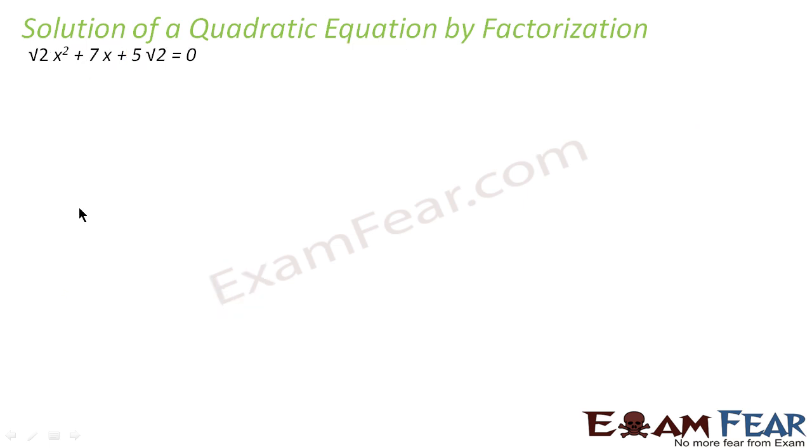Let's take one more example because factorization is very crucial. If you learn it, the earlier you learn, the easier it is. Here also we have this as 7. So we have to write a and b in such a way that a plus b is equal to 7 and ab is equal to 5 root 2 into root 2, that is 10. Because the middle part is 7, I have to find a and b such that a plus b is equal to 7 and a into b is equal to 10. Let's try to find.